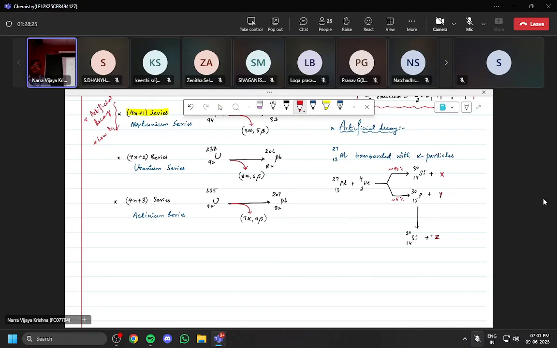Now, what is X value? 13 plus 2, 15. So here also I should get 15. So what is left? 1. So atomic number is 1. Mass number: 27 plus 4, 31, in which 30 is here, so 1 is left. Atomic number 1, mass number 1. Proton. So X is proton.